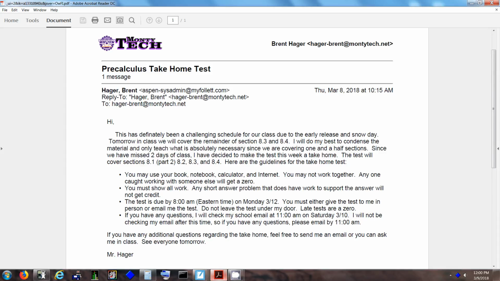So, the test is going to be a take-home. On the take-home, you can use book, notebook, calculator, internet, anything you want except each other. If you are caught working with anybody, you will get a 0. Make sure you show all your work. There are no multiple choice questions on the take-home. They are all short answers. How many questions? 10 short answers.